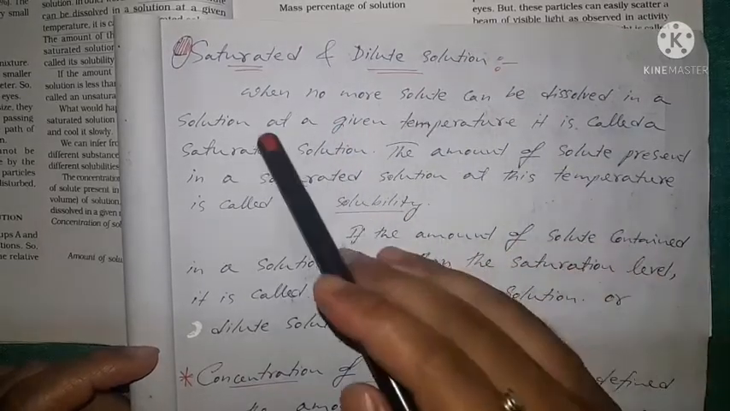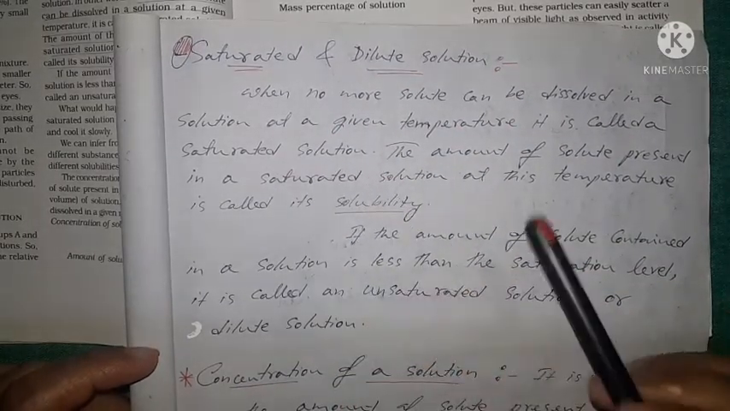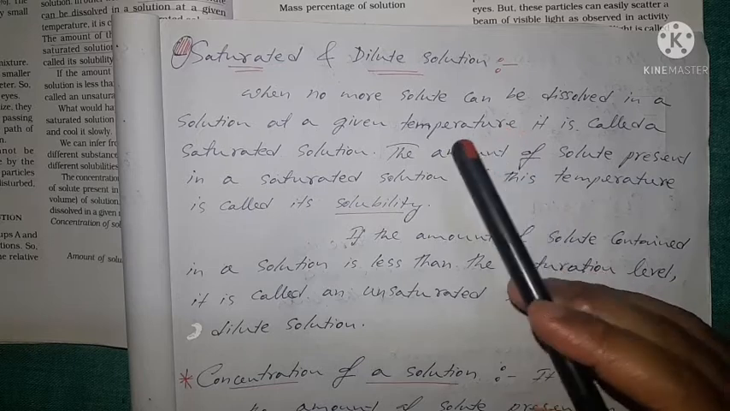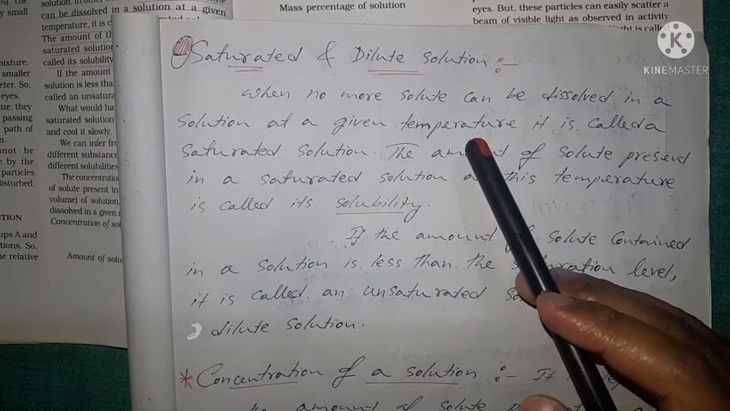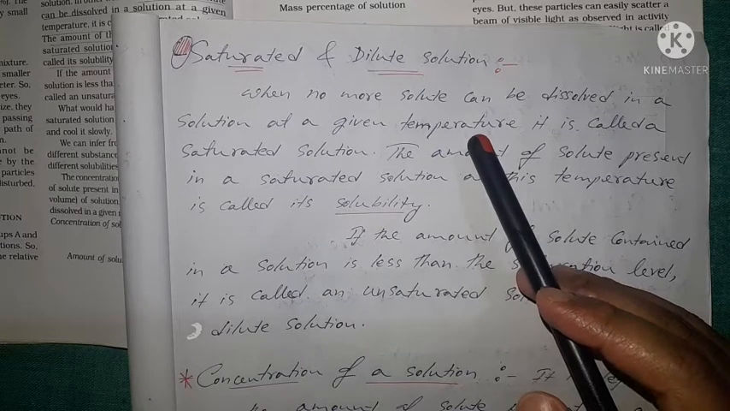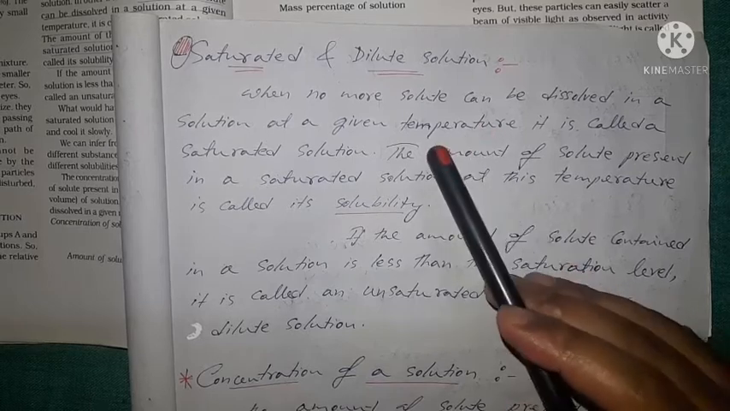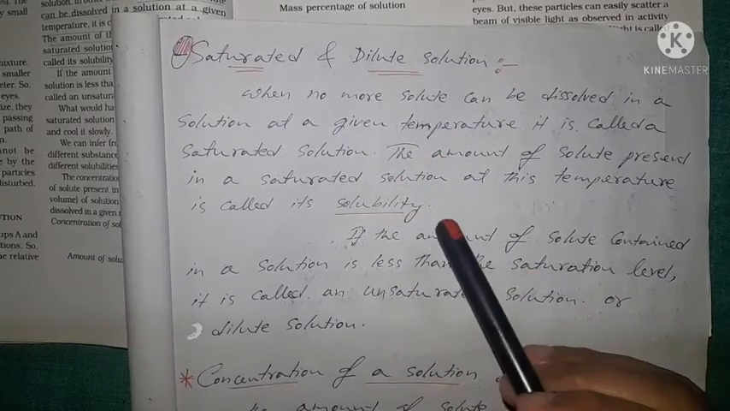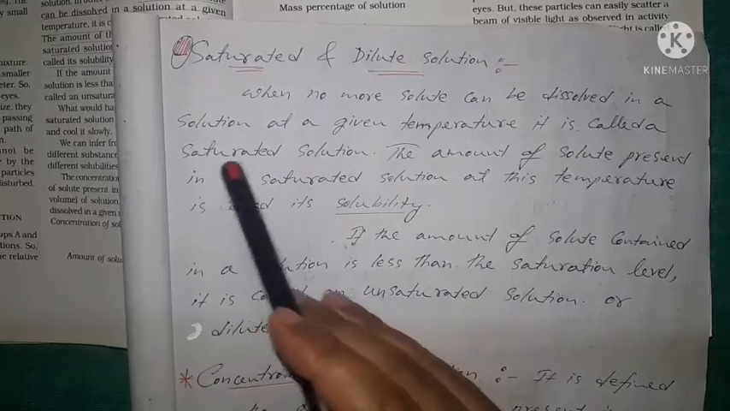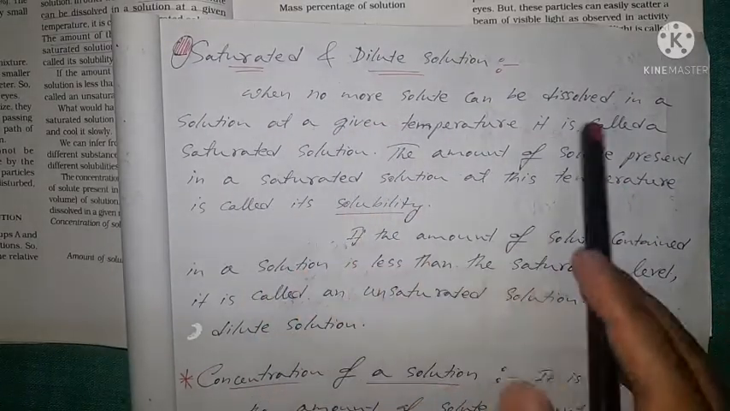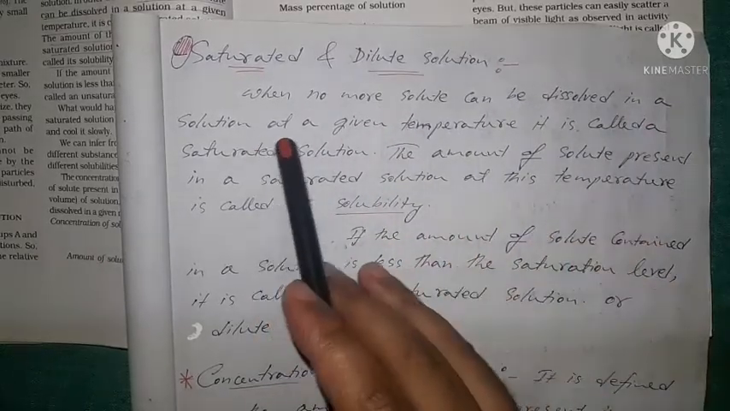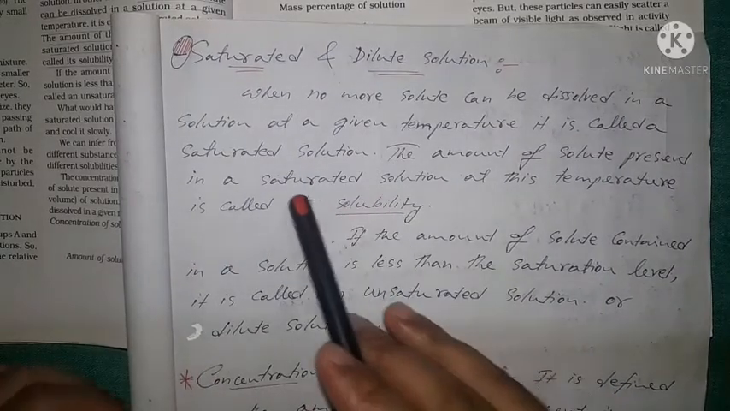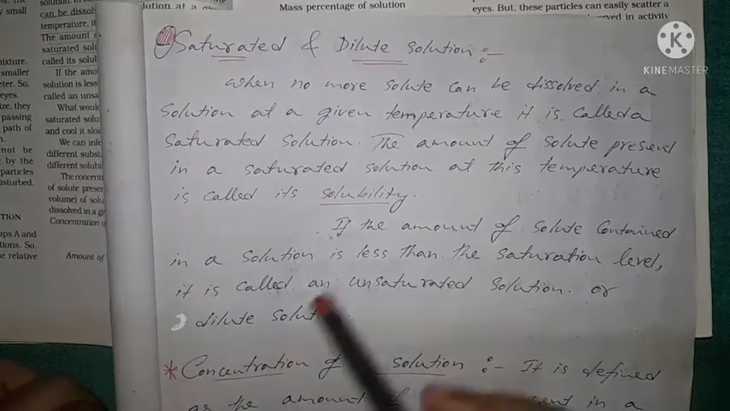When no more solute can be dissolved in a solution at a given temperature, it is called a saturated solution. Suppose we take a glass of water and go on mixing salt in it, so salt is the solute. After some time we will see that the glass of water can no more dissolve the amount of salt being poured there. That means at that temperature, when the glass of water can no more dissolve any salt, at that moment the solution is known as a saturated solution. So when no more solute can be dissolved in a solution at a given temperature, it is called a saturated solution. At that moment the glass of water will be a saturated or concentrated solution.